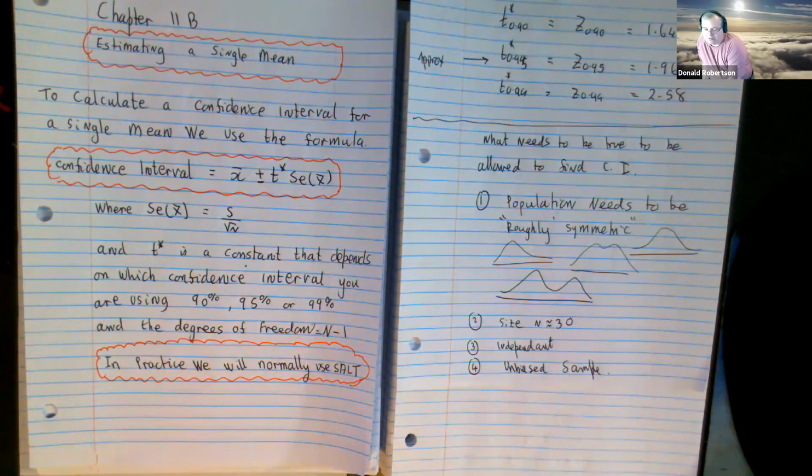Independent is connected to that in a way, because you could group those two together. Because if the data isn't independent, then it won't be unbiased, right? There'll be a problem with it.